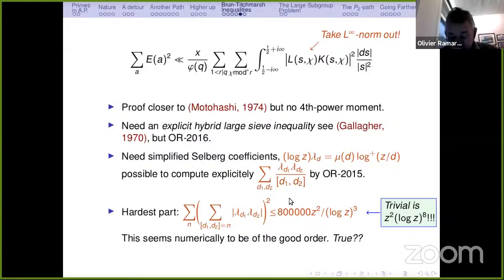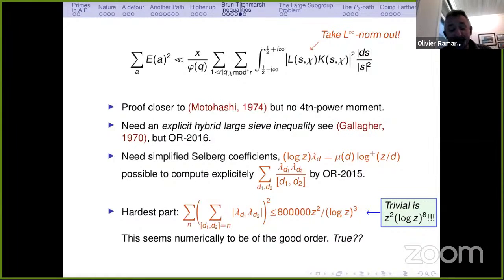I mean, you have to realize that you have to save 11 powers of log. At the beginning, when Priyamvad told me that he was able to do something, not the full result, but still, I told him that his proof was wrong. But I was wrong. So we're still working on that.